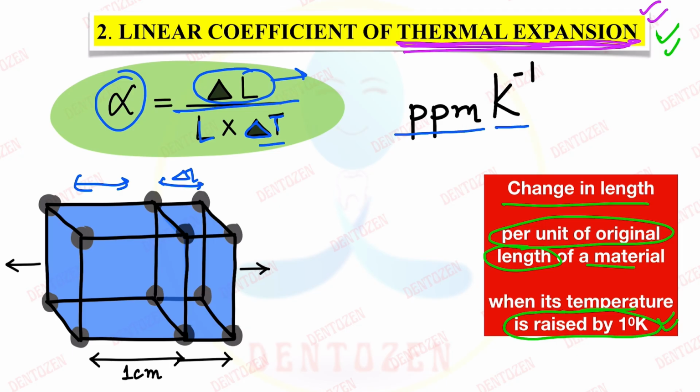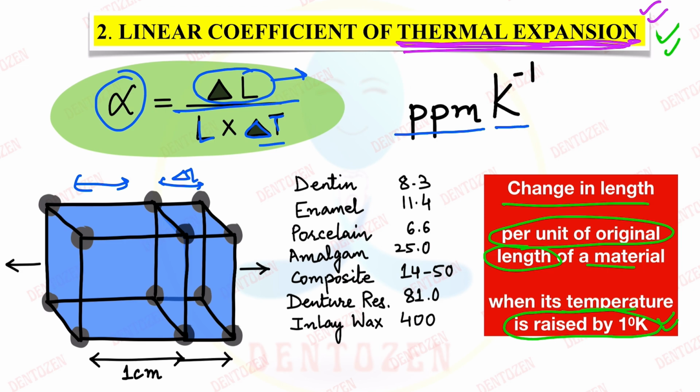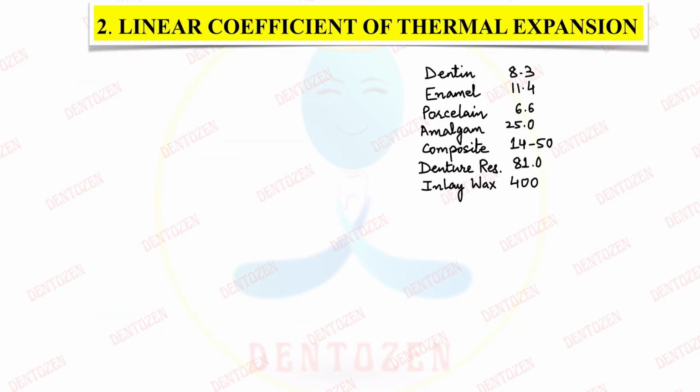And why is it important to know this linear coefficient of thermal expansion? Because it is different for different materials, and also it is different for dentin and enamel. So whenever there are thermal changes occurring in the mouth, because of mismatch of this coefficient, there can be problems. So let's get to know the significance.